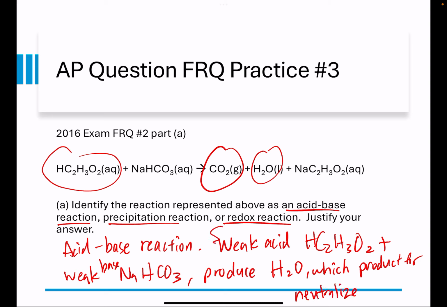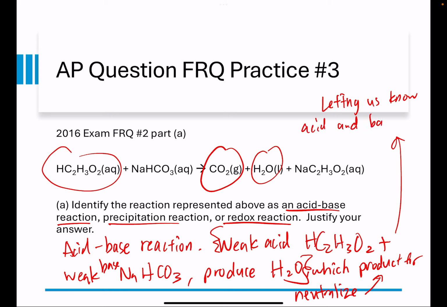right? Because so far, from here to here, we're just describing the reaction. So we have to talk about the product for neutralization, right? Letting us know that the acid and base reacted, along with the fact that we do have a weak acid and weak base to start with. So that's what I would say.